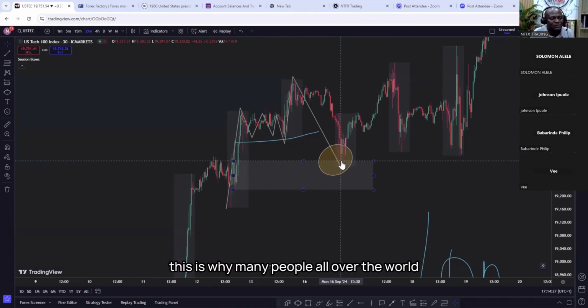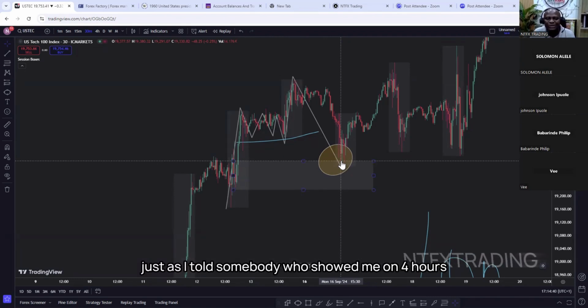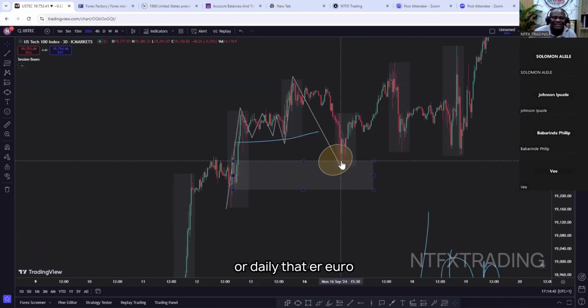This is why many people all over the world are selling. I'm looking to buy. Why? We have gotten a buy structure, not a sell structure. It does not mean the market will not sell. Just as I told somebody who sold on 4 hours or daily that euro dollar is showing divergence, that it is going to sell.